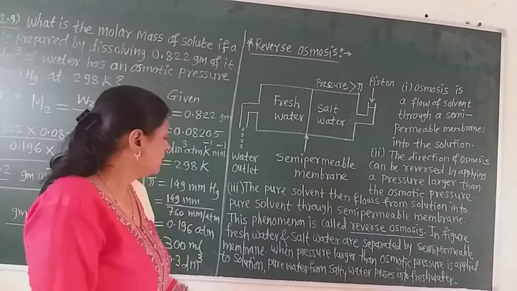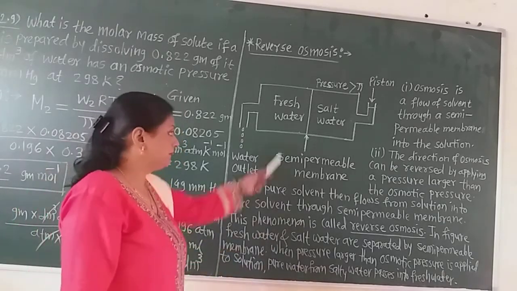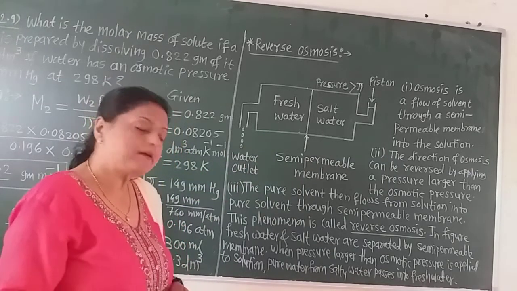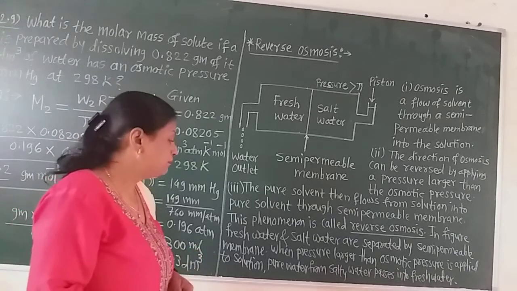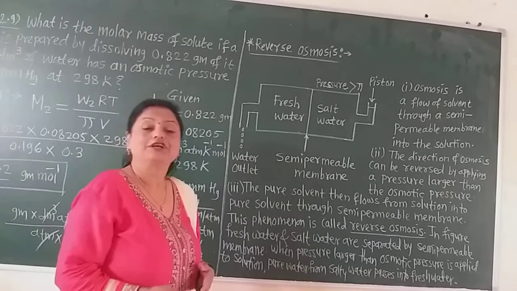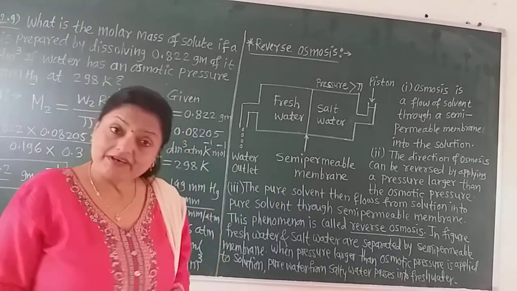In the figure, fresh water and salty water are separated by the semi-permeable membrane. When a pressure larger than the osmotic pressure is applied to the solution, pure water from the salty water passes into the fresh water through the semi-permeable membrane. Now this is about reverse osmosis.